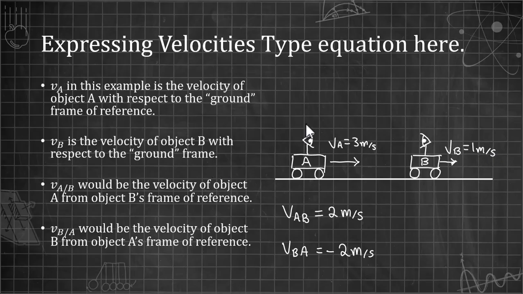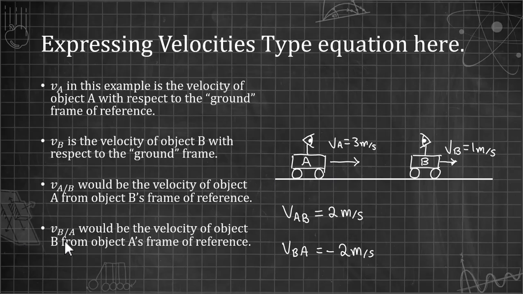And then if we wanted to know what the velocity of object A is with respect to B, in other words, how fast does object A appear to be going from object B's frame of reference, we would write that as VA with respect to B, or VA slash B. That's the velocity of object A from object B's reference frame. And if we did that, it would look like object A is moving towards object B at 2 meters per second.